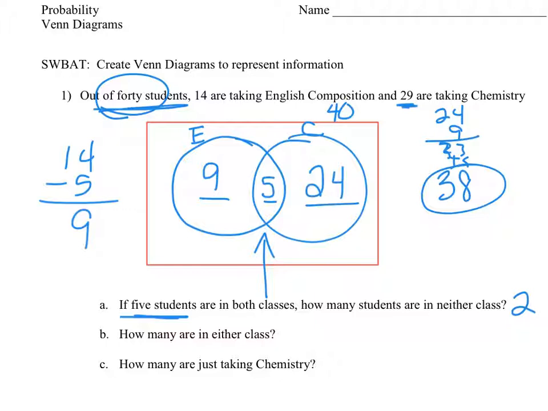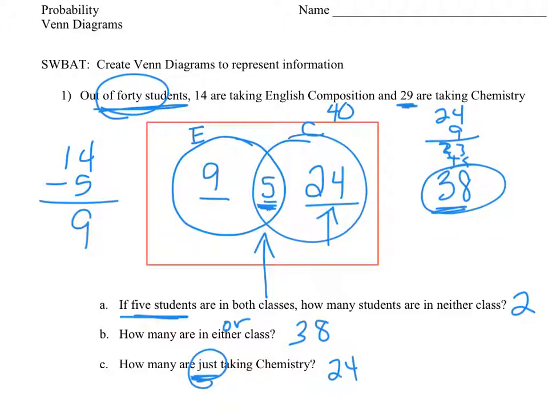How many people are in either class? That means either English or chemistry, or both. We figured that out already. We just added that up and got 38. How many are just taking chemistry? That's the key word you're looking for, just or only taking chemistry. That number right there is 24. The people here are taking both English and chemistry, and we want the ones just taking chemistry.